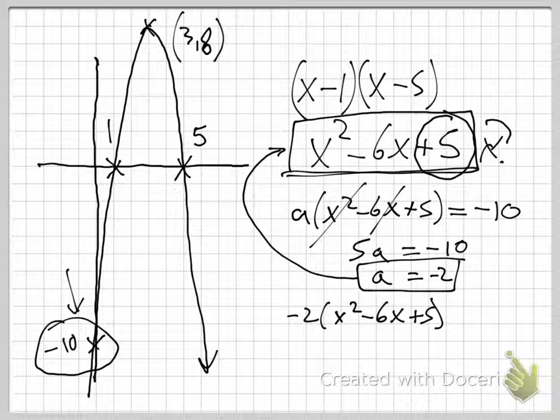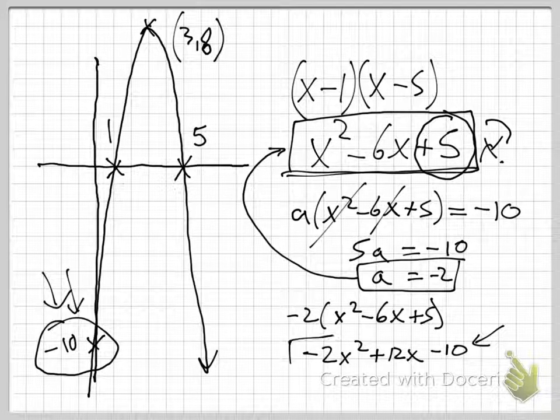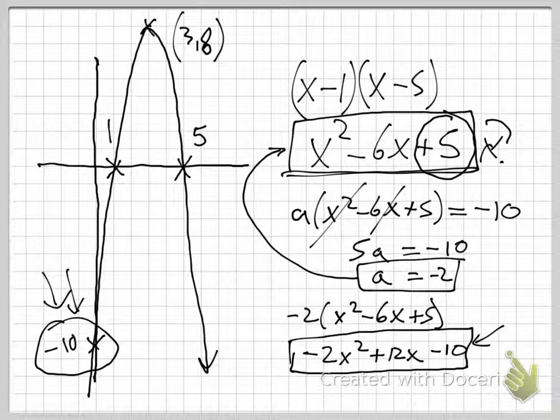If you do the distributive law, you're going to get negative 2x squared plus 12x, two negatives, minus 10. Okay, and look, there it is. There's the negative 10. Remember, folks? So that must be the correct answer.